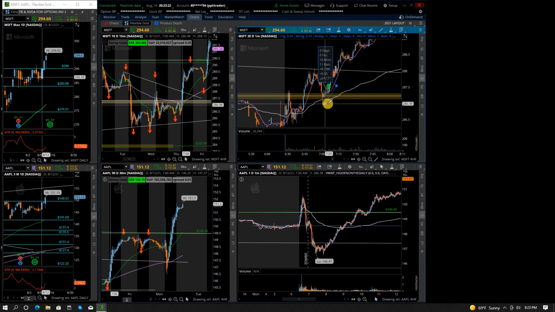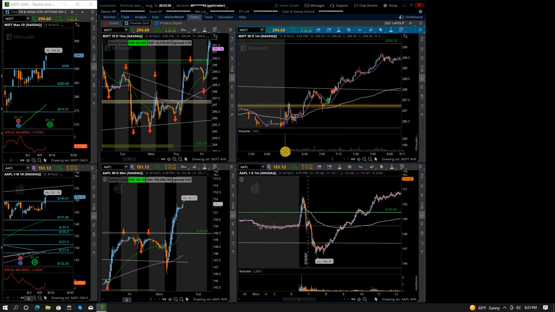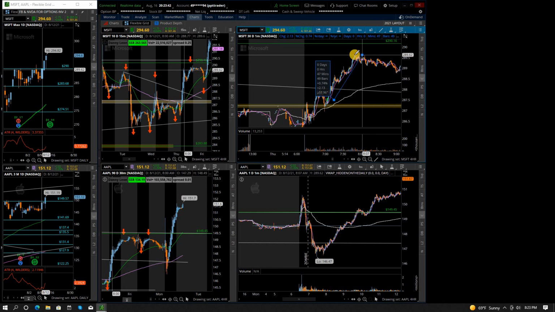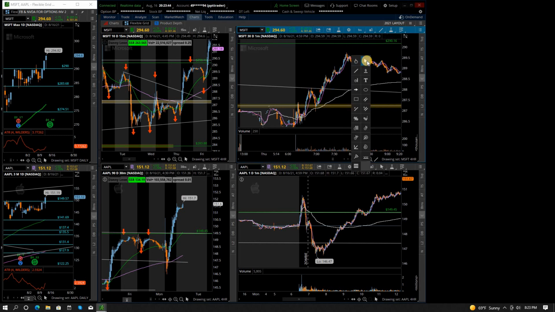And your stop is below this level, but I always put it below the last low here. So my stop will be right there, 70 cents. And then you just let it run. As you can see, 70 cents to make about 4 to 1.